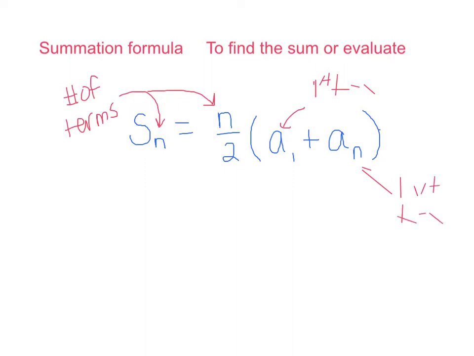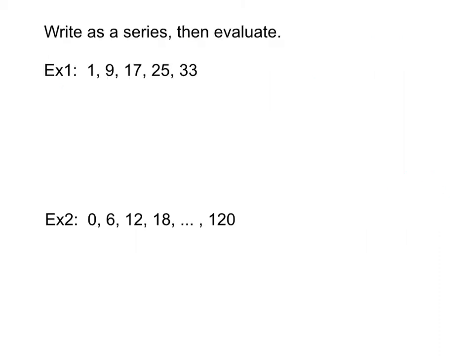Alright, so let's look at some examples. Example 1 says to write as a series and then evaluate. So there's our key word, evaluate. The first thing we're going to do is write it as a series, and all that does is put plus signs in between each term. And then you want to count how many terms you have. In this example, our n is going to be 5 because there are 5 terms.